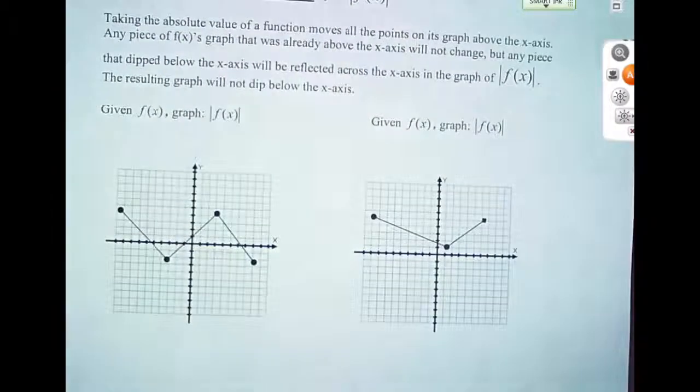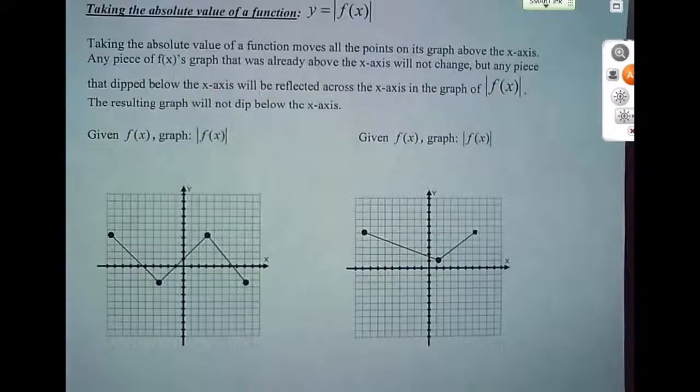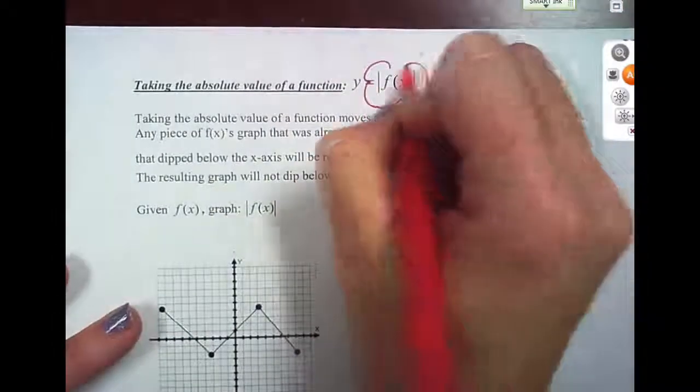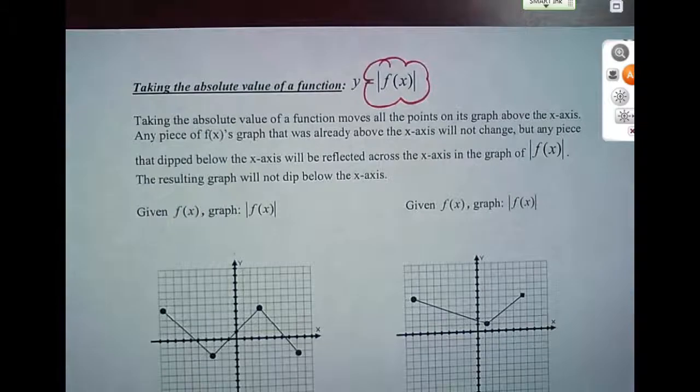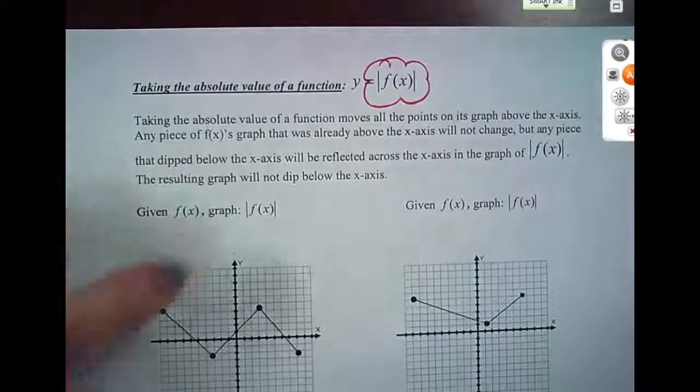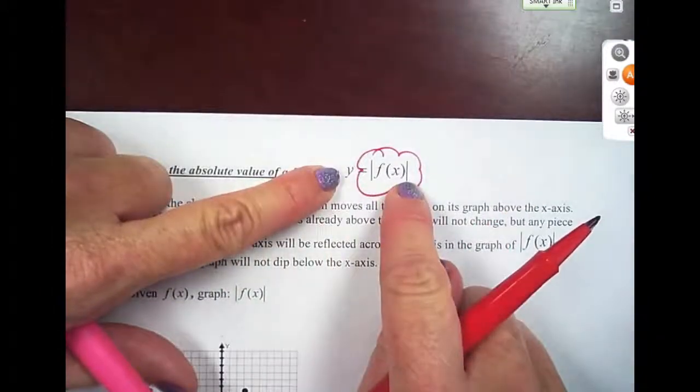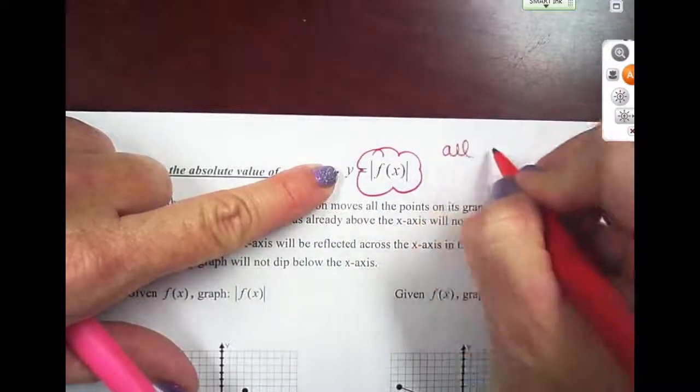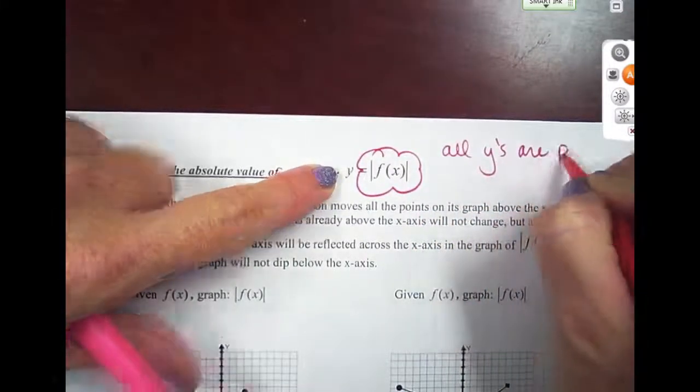Now let's move to the next page. They're a tiny bit different. This is what we have. This says the absolute value. What does absolute value mean? What does absolute value mean? Always what? Positive. So this is saying, okay, y is positive. So all y's are positive.